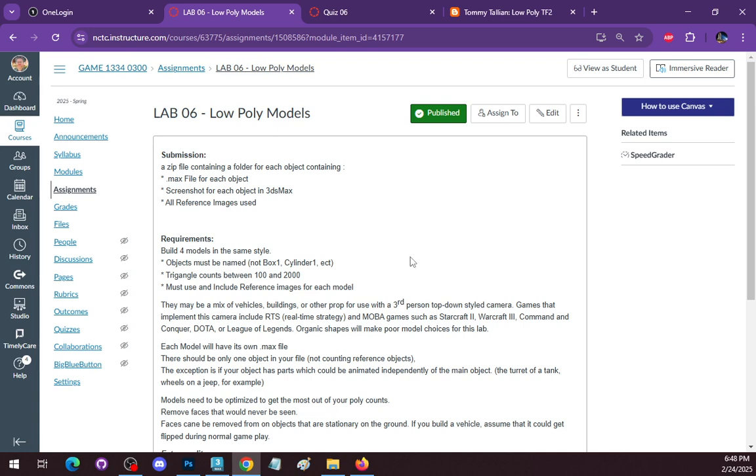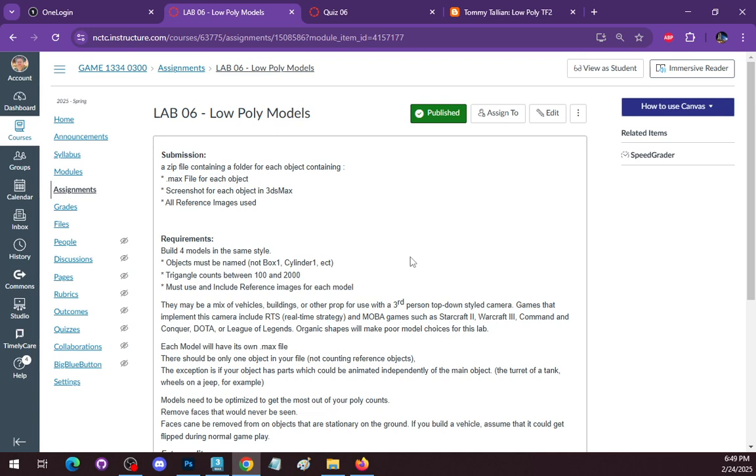Organic shapes are going to make poor models for this lab because organic shapes need a lot more detail in them to make them feel organic. You can build a low poly tree, but it's obviously going to be a low poly tree, and unless you're going in that direction, and I'm not trying to get you to go in that direction with this lab. Each model should have its own max file, so unless they are very related to each other, each of them should be in their own max file.